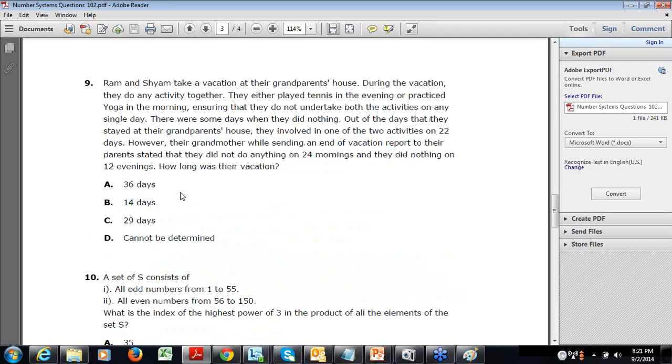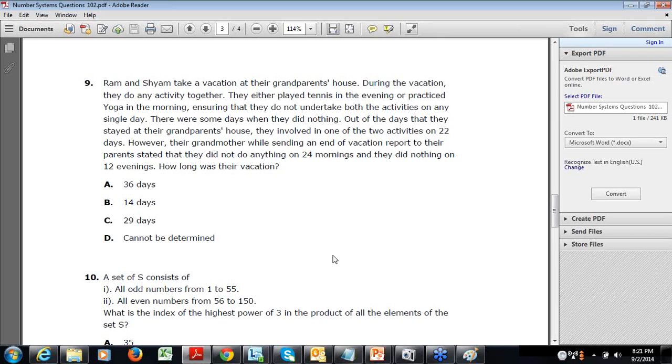Ram and Shyam take a vacation at the grandparents' house. During the vacation, they do an activity together. Either they play tennis in the evening or practice yoga in the morning, ensuring that they do not undertake both the activities on any single day. Question number 8, everybody was clear? Anybody had a problem till now? I believe you don't have. Okay.